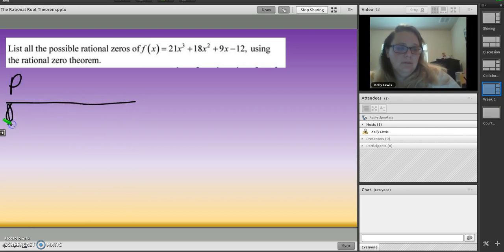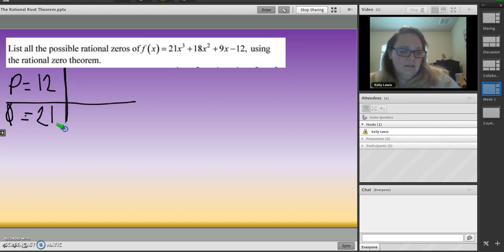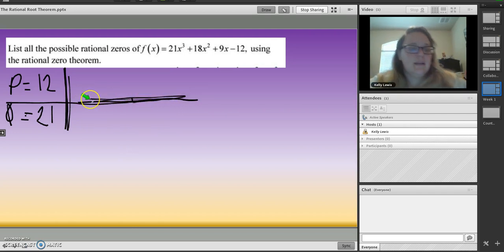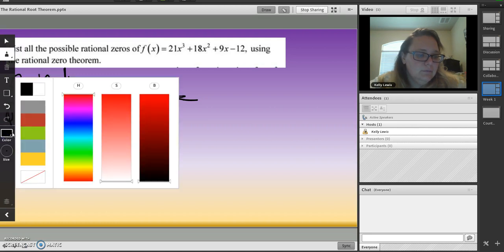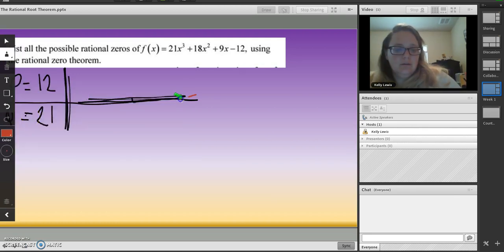Okay, so we need to do p over q, and p is the last thing, so 12, and q is the first thing. It's funny that this is a fraction bar. Kind of funny that they're opposites. I'll get a different color. I want you to make sure you know that it's not just like a line, it's a fraction bar.